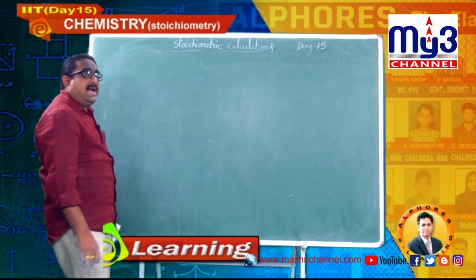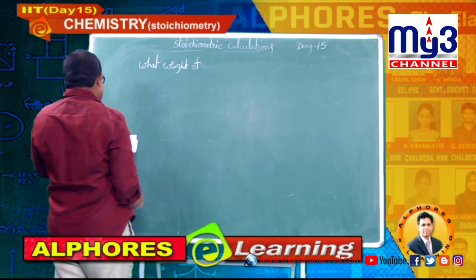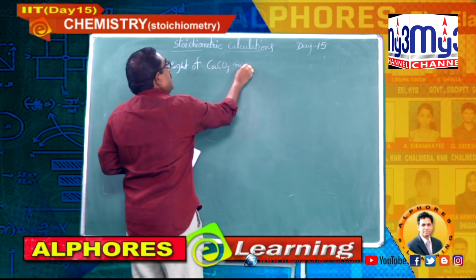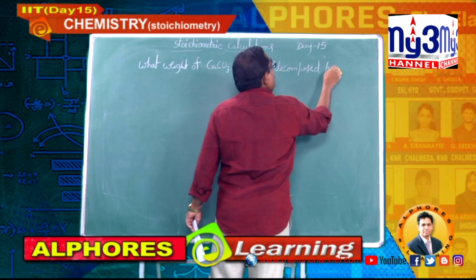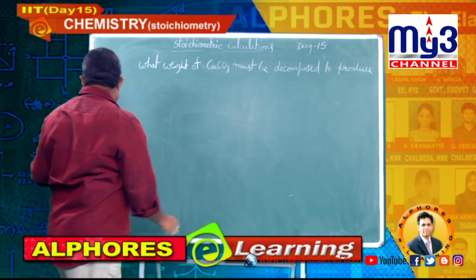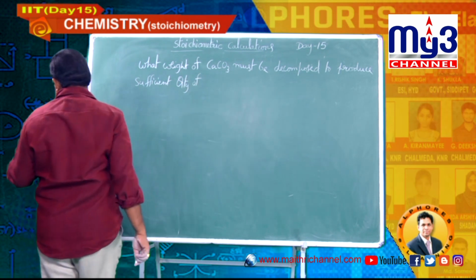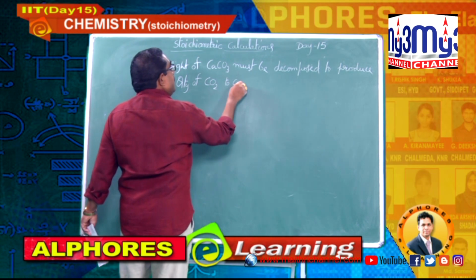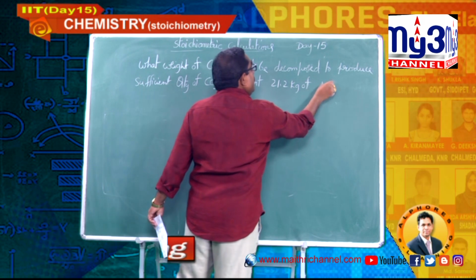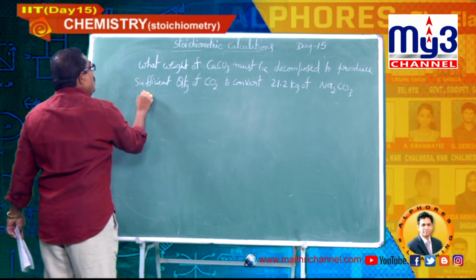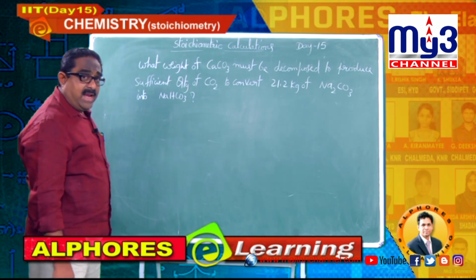Okay, students, write down the numerical. What weight of calcium carbonate must be decomposed to produce sufficient quantity of carbon dioxide to convert 21.2 kg of sodium carbonate into sodium bicarbonate? Sodium carbonate into sodium bicarbonate.